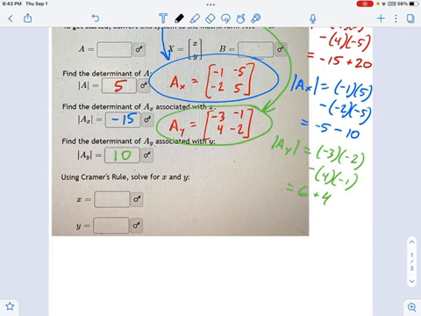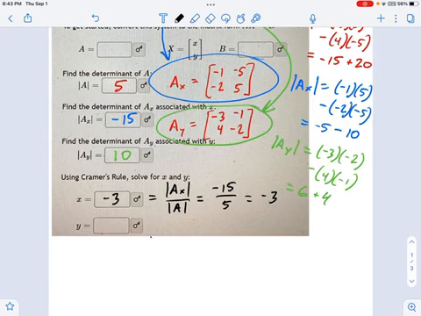To solve for x, here's the equation. The determinant of AX divided by the determinant of A, which, as you can see from what we did earlier, is just going to be negative 15 divided by 5. So that's negative 3, and that's our solution for x. For y, it's going to be the determinant of AY divided by the determinant of A, which is 10 divided by 5, which is 2. There we go. That's Cramer's rule.